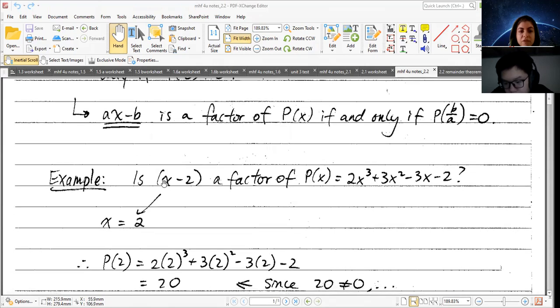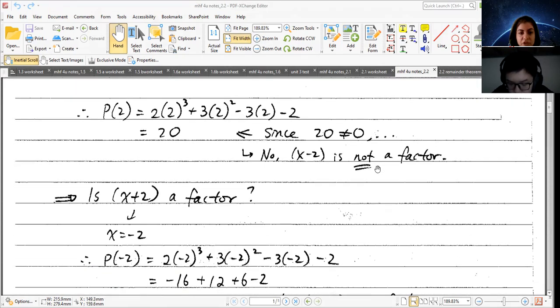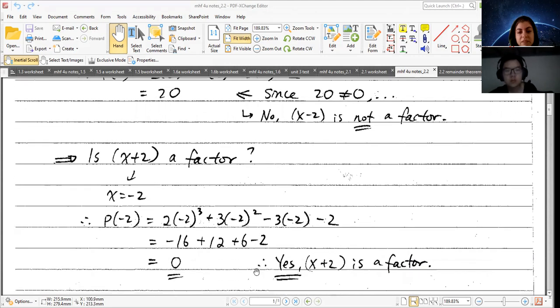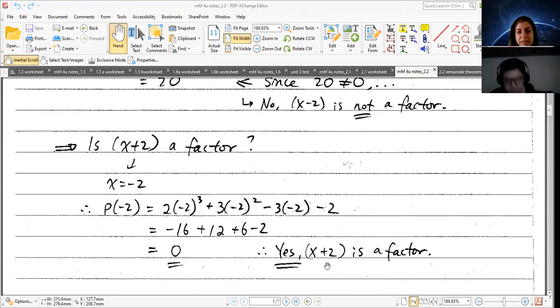So I want to check if x minus 2 is a factor of that. I know the zero here is 2. I'm going to check p(2). p(2) is 20, which is not 0. Therefore, x minus 2 is not a factor. I'm going to check if x plus 2 is a factor. I know the zero of x plus 2 is x equal to negative 2. I need to calculate p(negative 2). We see that p(negative 2) is 0. Therefore, we can say x plus 2 is a factor. Any question?